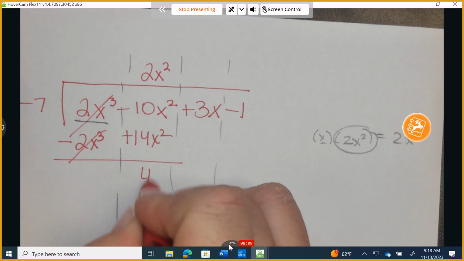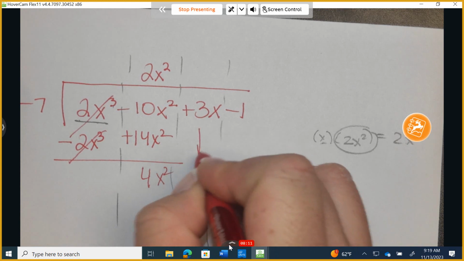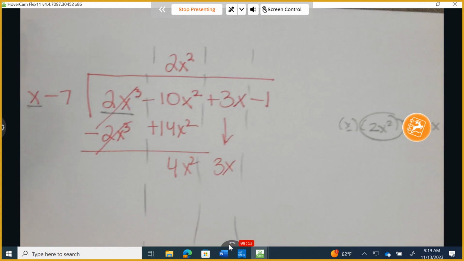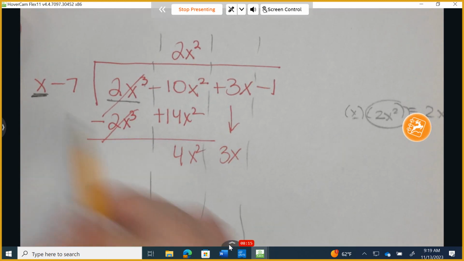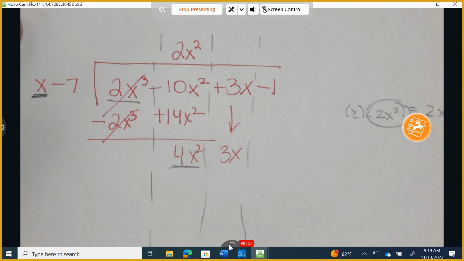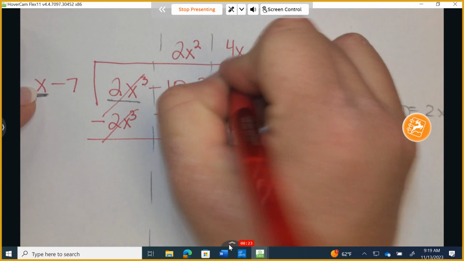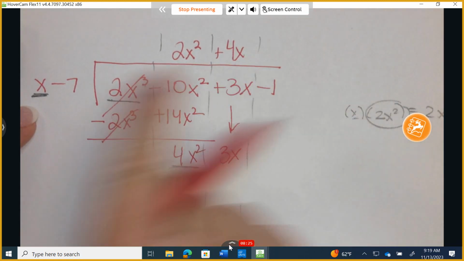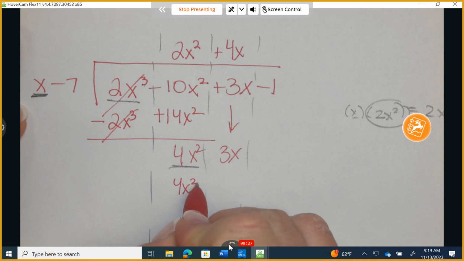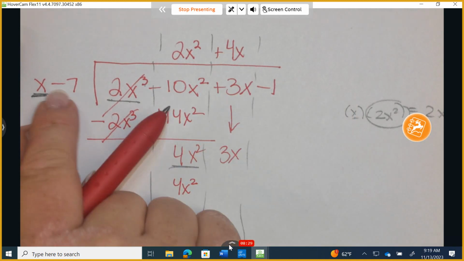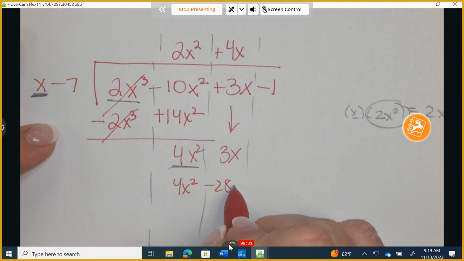Now I'm combining down to get 4x squared, and I bring down, and I do the exact same process. Underline and underline. X times what is 4x squared? It would be 4x. So 4x times x is 4x squared. I've done it right. 4x times -7 is -28x.